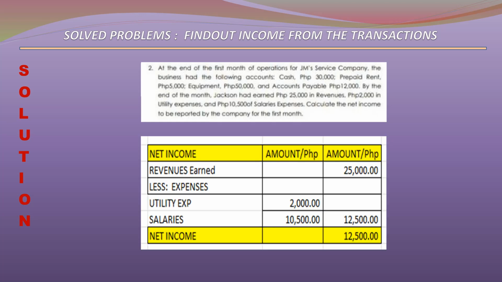Calculation of net income. Revenue earned 25,000 less expenses: utility expenses 2,000 and salaries 10,500. Total expenses 12,500. Net income: 25,000 minus 12,500 is 12,500.